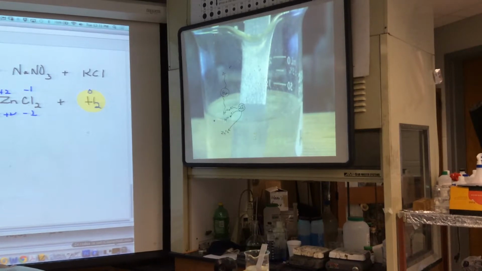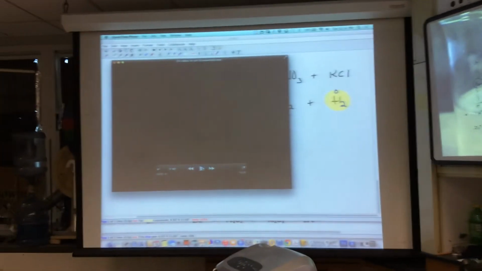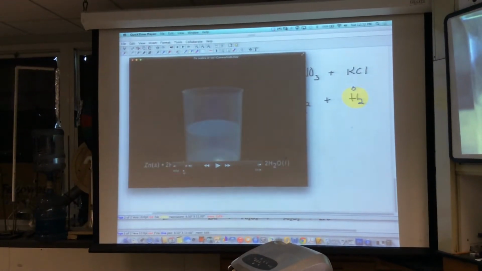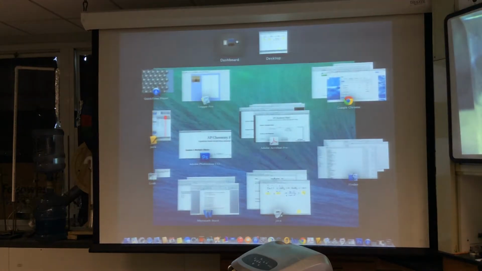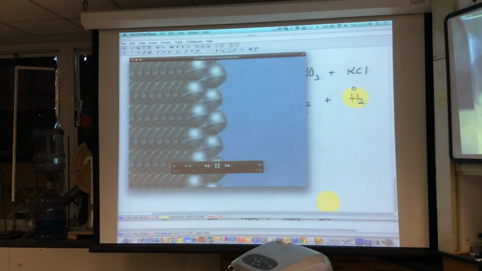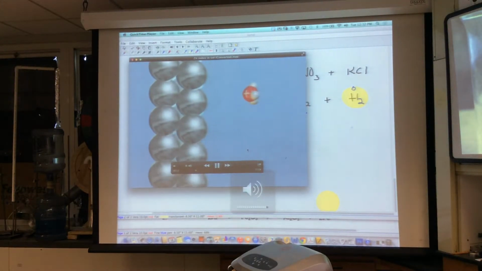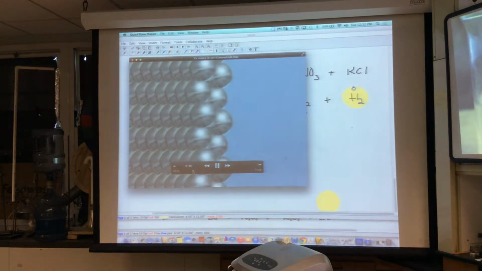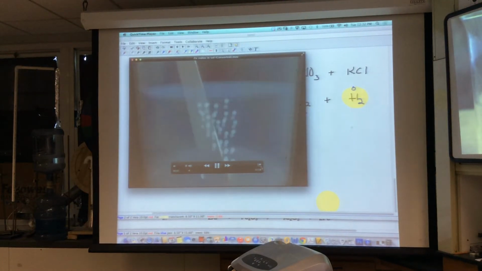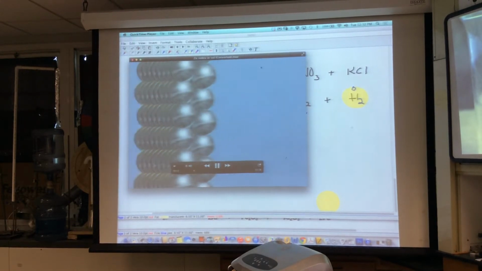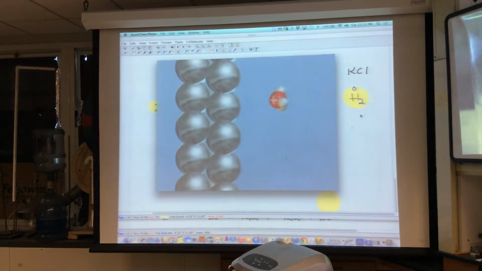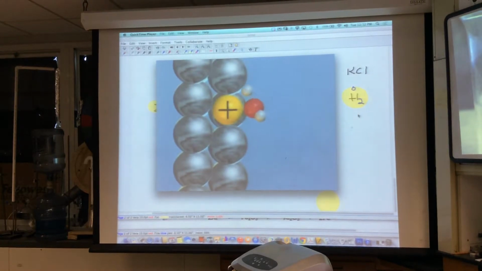Let's see what we have here. Hydrogen gas and zinc ions form in the solution. The solvated hydrogen ion is represented as the hydronium ion, H3O+.